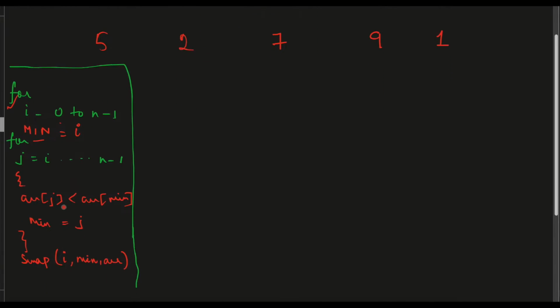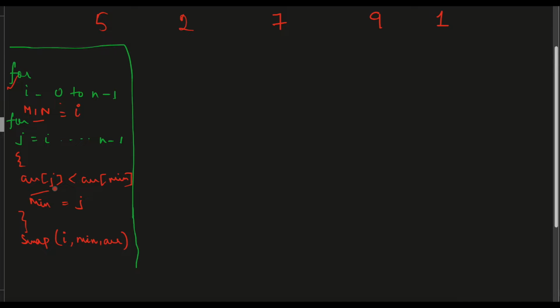So what we will do inside this for loop is: if the current element, whatever arr[j] is, becomes lesser than arr[min], the initial value, whatever it is, then we are going to change this value to j. In this way, inside this for loop, we are going to track the minimum element. We are going to collect the index of the minimum element inside this variable.